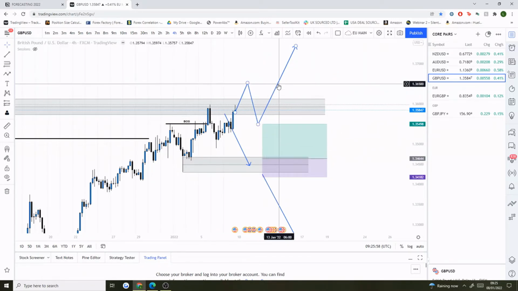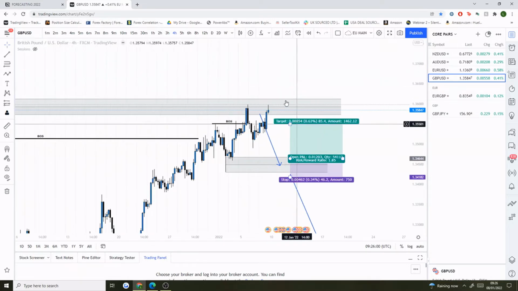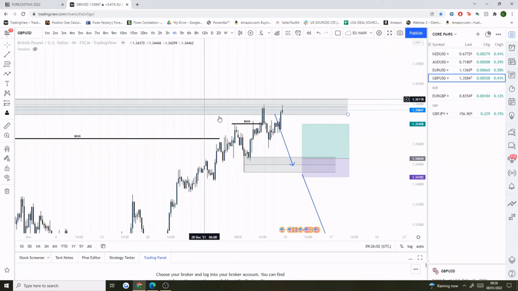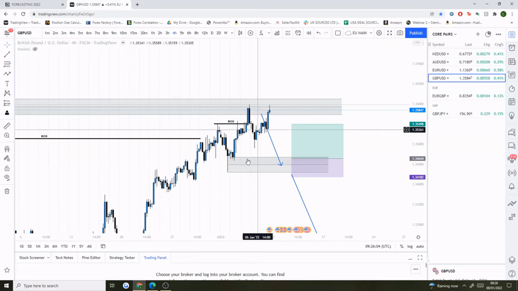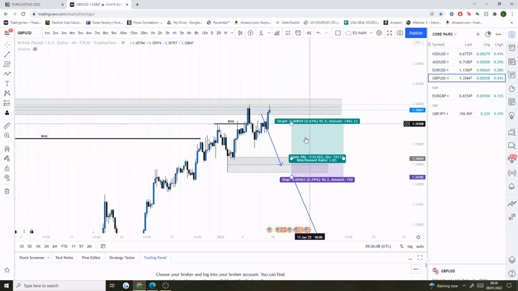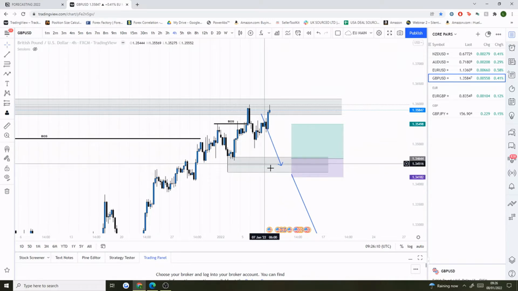But yeah, so really on Pound Dollar, what I'm expecting is the sells to come out of this daily point of interest here, and then when we get down here to the buys, I'd be surprised if it does get respected, but we'll see what happens, and it definitely could do.